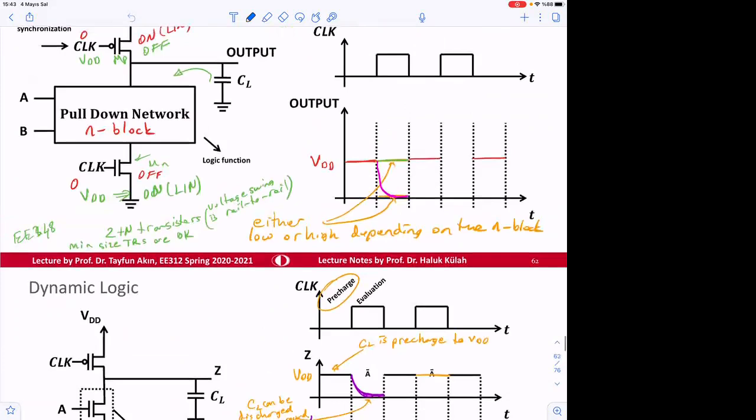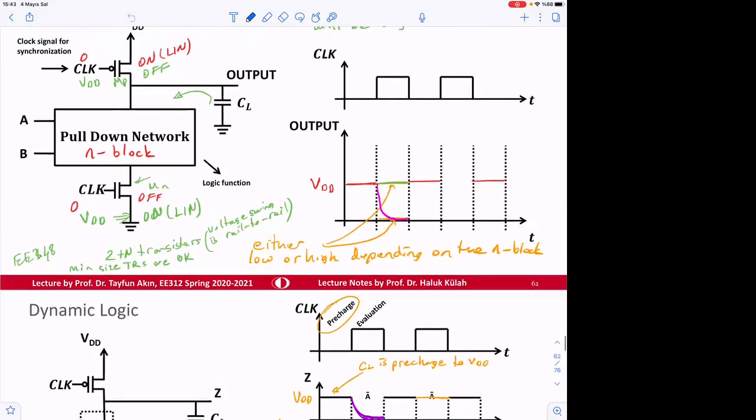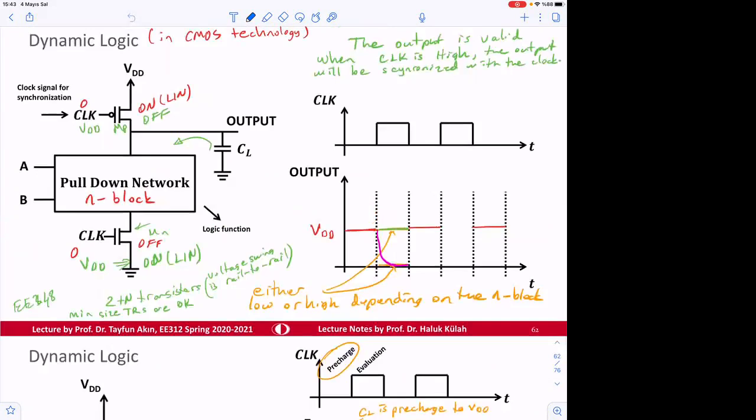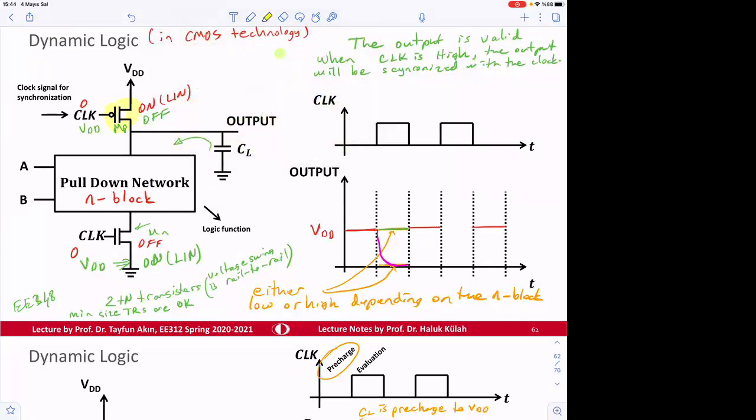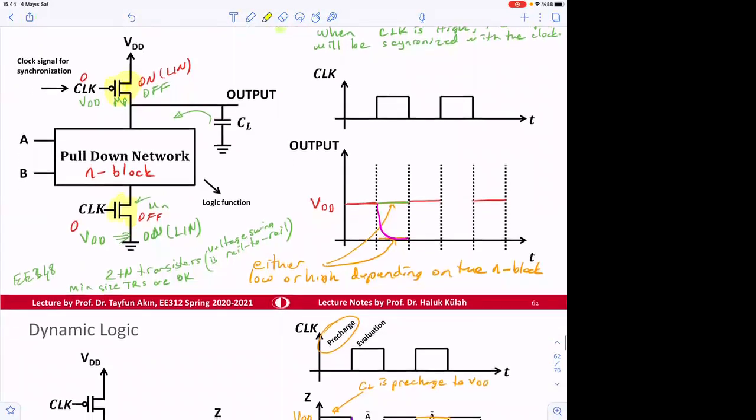Last time we started talking about dynamic logic in CMOS technology. So in this circuit, you use an N block, and then put here maybe like this pre-charge block, and then this is valid in evaluation cycle. So that's how we implement the circuit.